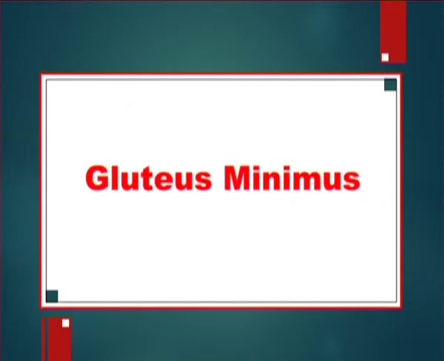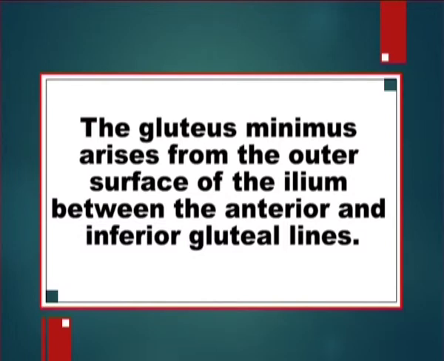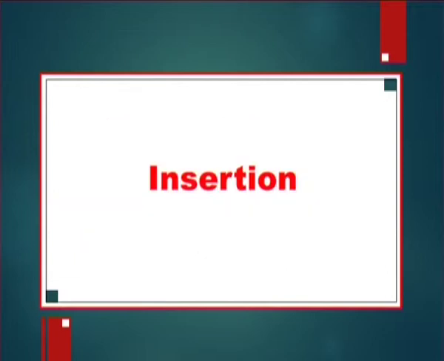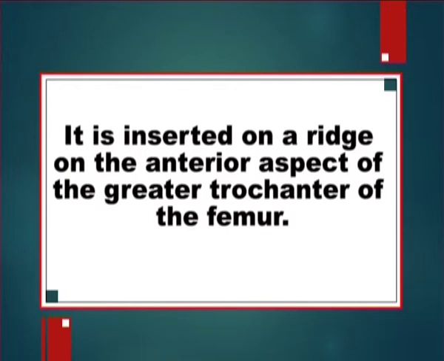Gluteus minimus. The gluteus minimus arises from the outer surface of the ilium between the anterior and inferior gluteal lines. Insertion. It is inserted on a ridge on the anterior aspect of the greater trochanter of the femur.